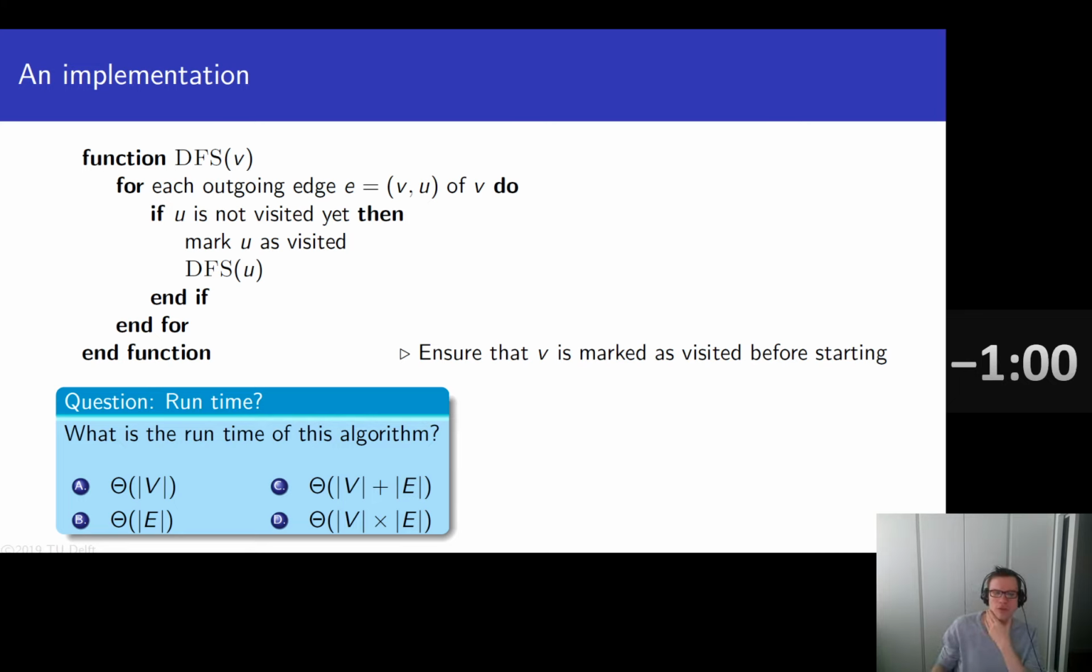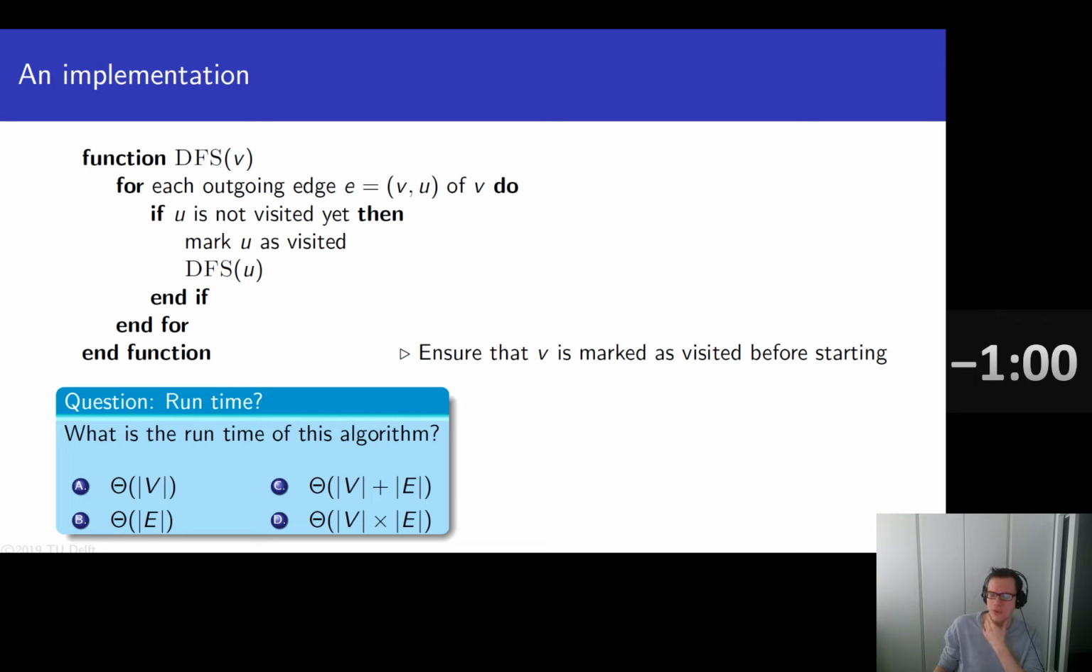And then we need to check if something is visited. Well, that's probably a Boolean, so that's just constant time. Marking it as visited, probably just constant time. Oh, but then we have a recursive call. So maybe for every vertex, we're gonna go through all of its edges. Maybe something like V squared then, right? V times V, but that's not an option.